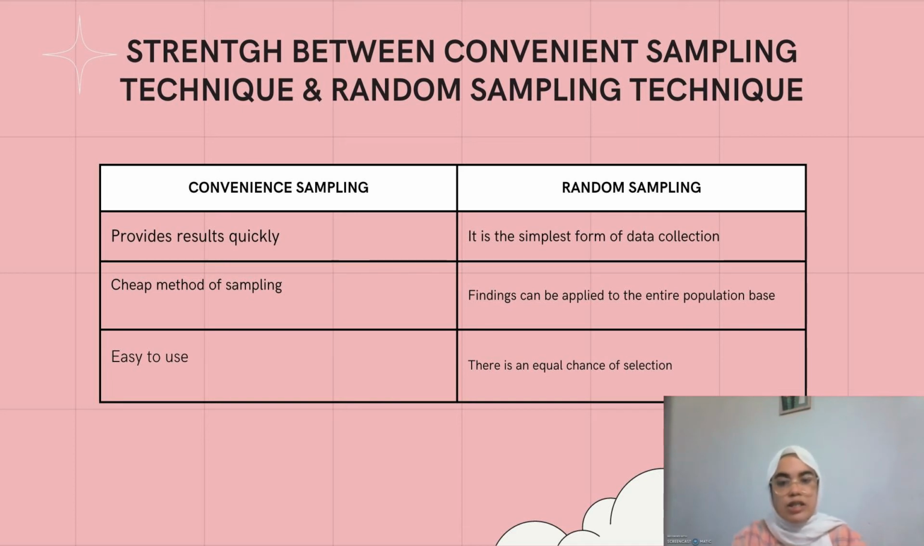And the last one is that there is an equal chance of selection. Random sampling allows everyone or everything within a defined region to have an equal chance of being selected. This helps to create more accuracy within the data collected because everyone and everything has a 50-50 opportunity. That's all for the strengths of the convenience sampling technique and the random sampling technique.